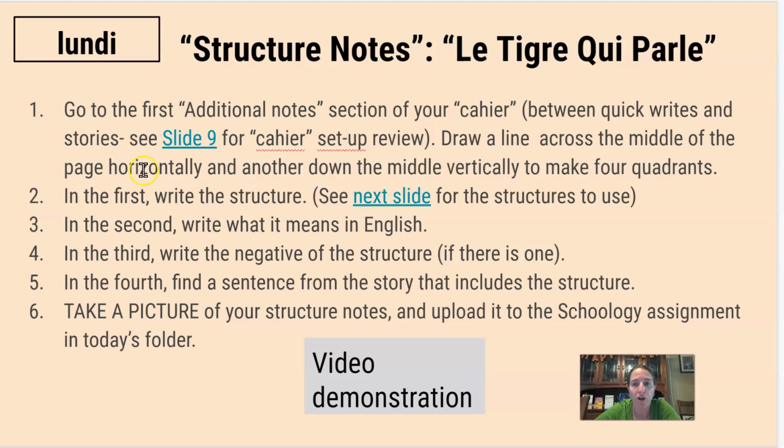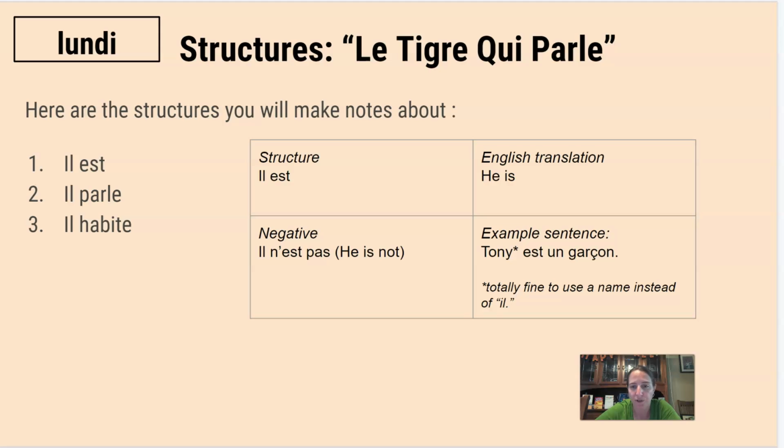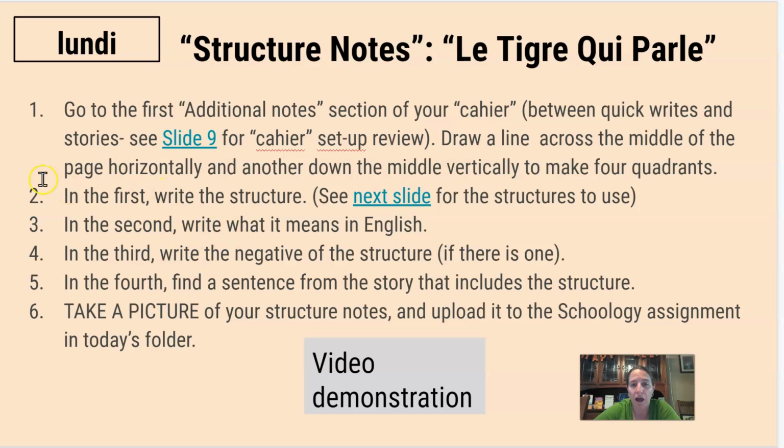So for Le Tigre qui parle, the structures I'd like you to really remember from it are il est, il parle, il habite. So what we're going to do is you're going to, in your cahier, draw a box. And in the middle of that box, you're going to draw a line across the middle and then another one down the middle vertically. So you have 4 quadrants, just like you see here.